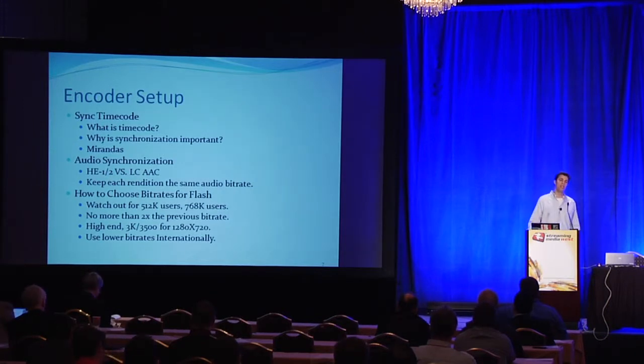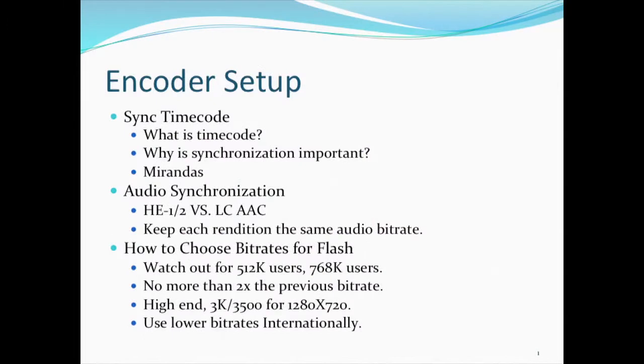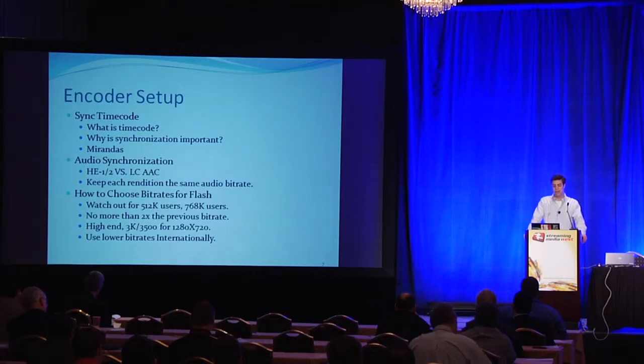For the high end, we go really high. I know a lot of places don't want to go this high yet, or if they do, they want to do it for 1080p and some of that. But we'll either do a 3 meg or a 3500K stream for our 720p encode. It's a lot, but it looks really good.